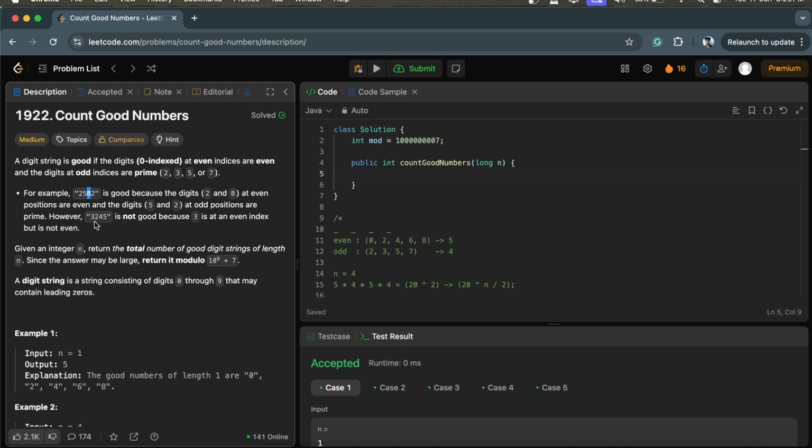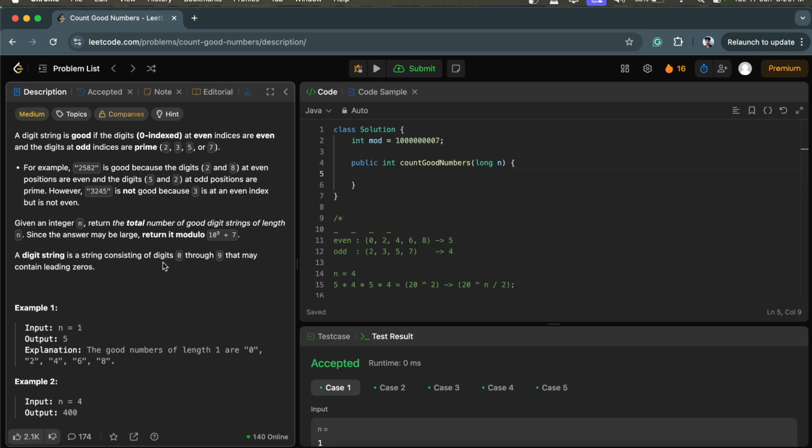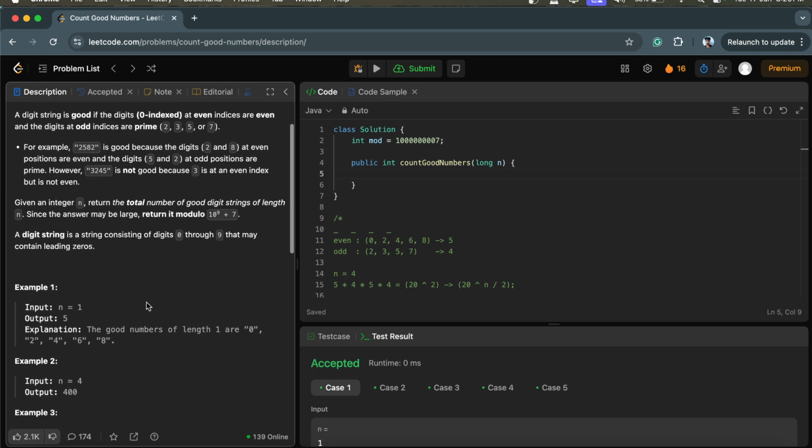However, this example 3245 is not good because 3 is at an even index. The value 3 at the 0th index is at an even index, but the value is prime, or we can say it is odd. So it is not a good number. Given an integer n, return the total number of good digit strings of length n. Since the answer may be large, return it modulo 10 to the power of 9 plus 7. A digit string consists of digits 0 through 9 and may contain leading zeros. So the string we form can contain all the digits from 0 till 9, including leading zeros.